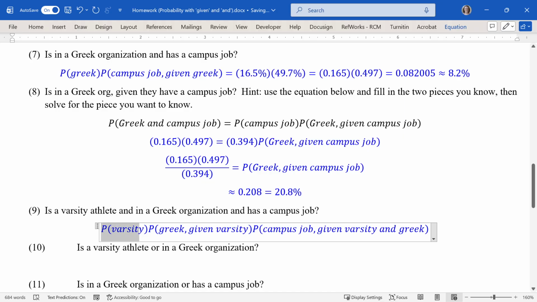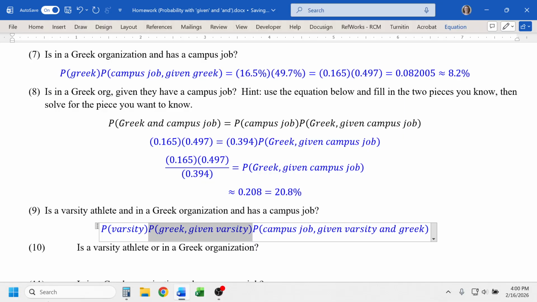So basically you're narrowing down the pool 3 times. First you narrow down all the SU students to just the varsity ones, so you see what percentage that is. And then you take a percentage of that percentage that are Greek. And then you take a percentage of that percentage that have a campus job. So each time the given part is telling you what pool to take the percentage out of. So when you do your second probability here, you want the percentages that are Greek within that varsity pool. So that's why you have this given varsity part.